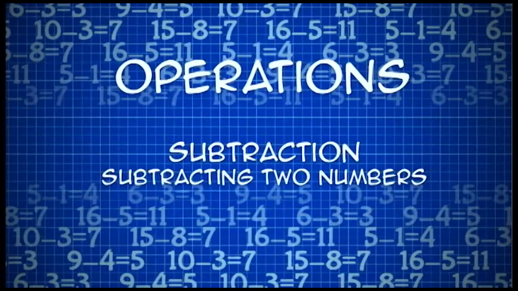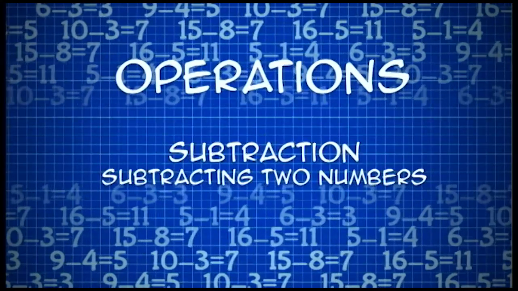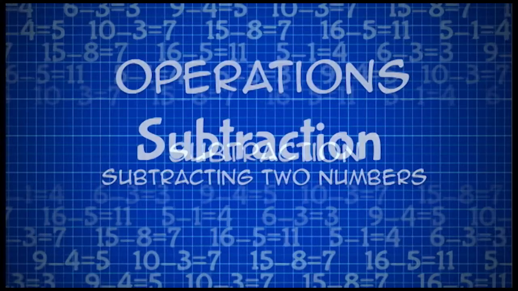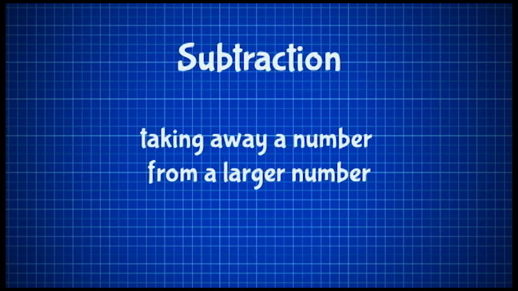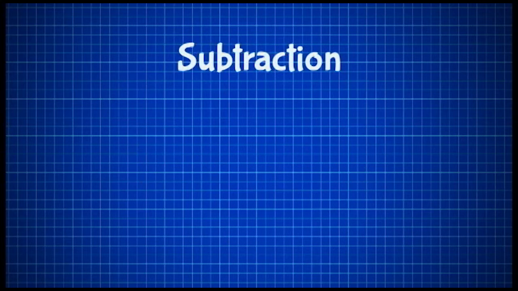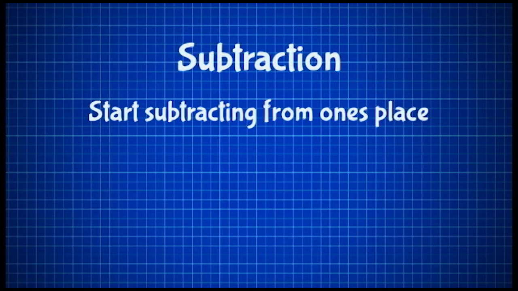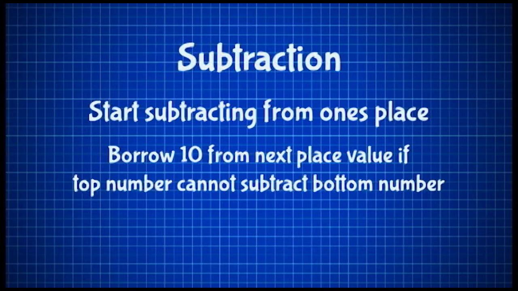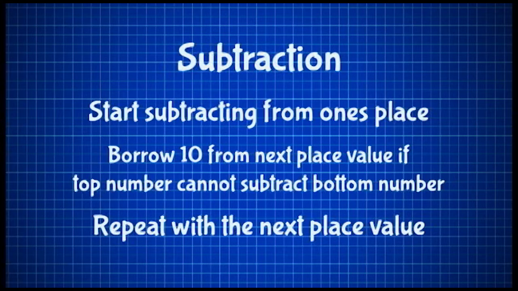We are going to learn more about subtraction. As we learned from a previous video, subtraction is taking away a number from a larger number. Now, no matter how big the numbers you're going to minus, here are three simple rules. We always start subtracting from the ones place, and if the number on top cannot subtract the number below, then we borrow 10 to subtract. Then we repeat with the next place value.